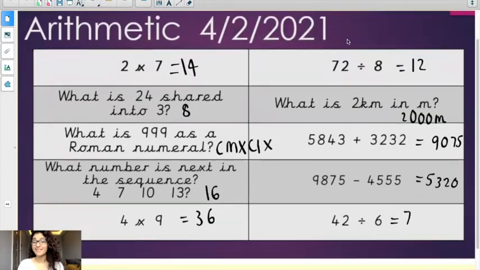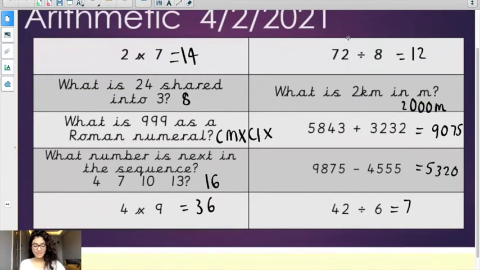Here are your answers. 2 times 7 equals 14. What is 24 shared into 3? 8. What is 999 as a Roman numeral? CMXCIX. What number is next in the sequence? 4, 7, 10, 13, 16. 4 times 9 equals 36. 72 divided by 8 equals 12. What is 2 kilometers in meters? 2,000 meters.